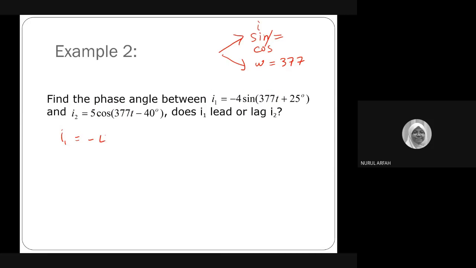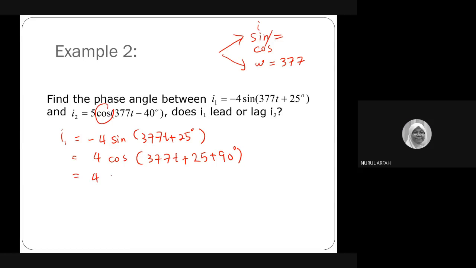I1 here is equal to -4 sine 377t plus 25 degree. So in order for you to compare with this cosine, you need to convert this negative sign to cosine. So what should we have here? Plus 90. Okay, plus 90 degree. So this one will be equal to 115 degree. Okay, don't forget the degree.